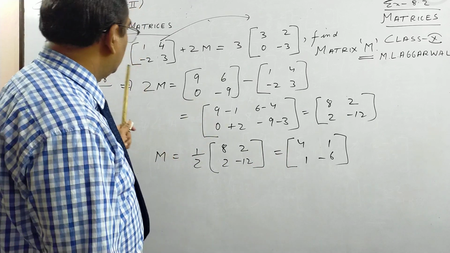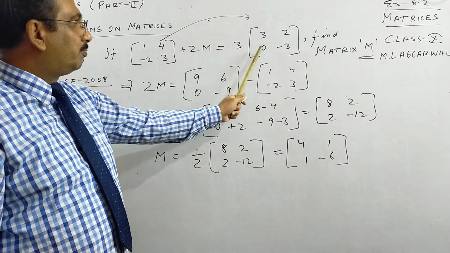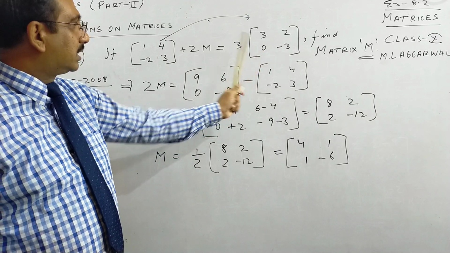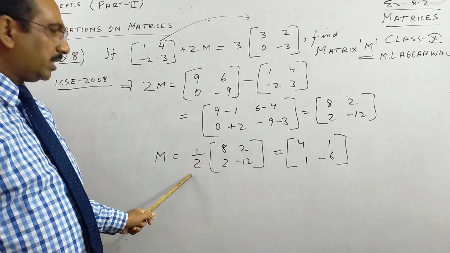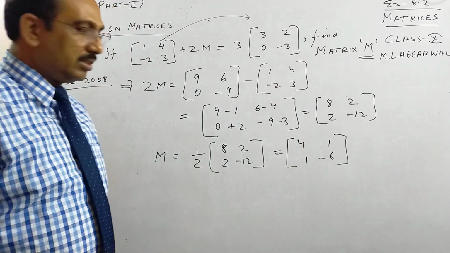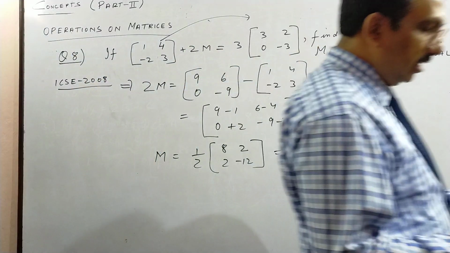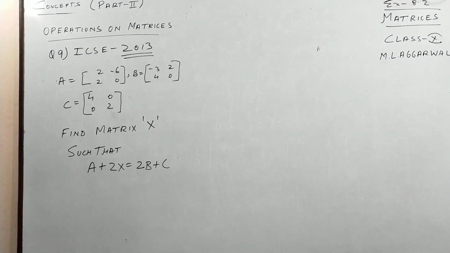So kindly see how we have done. This goes to the other side, 2m. We subtract this, we multiply with scalar. With this we get a matrix. Then we divide each element by 2 to get m. So matrix m is this, and this is my answer. So kindly pause the video and copy this question and answer.